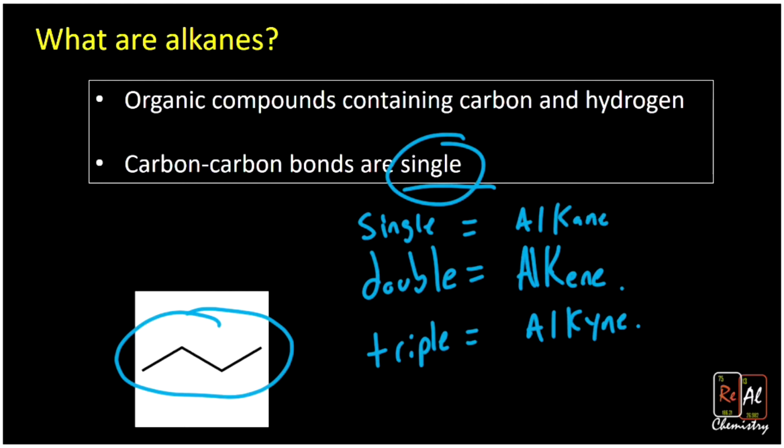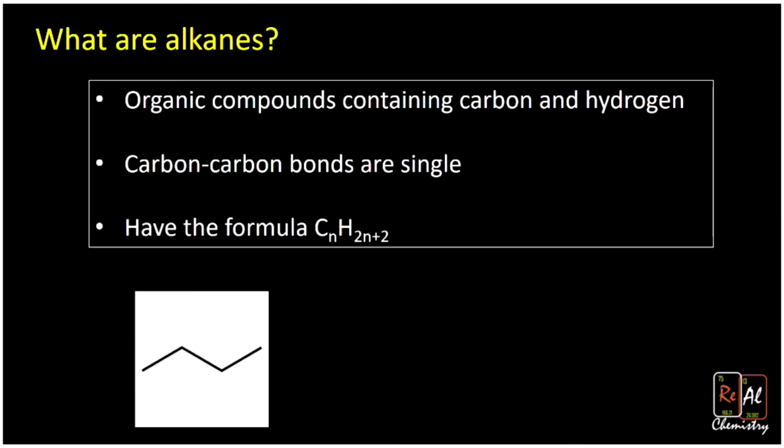Last thing to know, alkanes always follow a certain formula for the number of carbons and hydrogens. Let me show you the formula, then you can freak out, and then I'll explain it. They always have the formula CnH2n+2. What does that mean? All it means is that if we take the number of carbons in an alkane, and we multiply it by 2 and add 2 to it, we'll get the number of hydrogens.